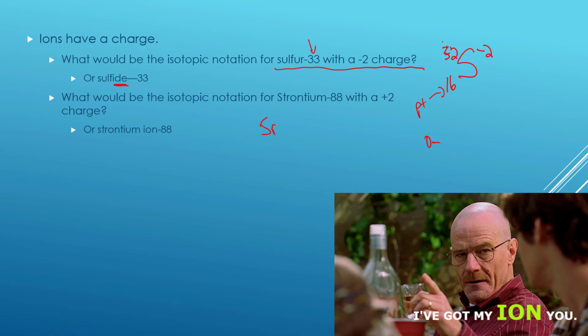What would be the isotopic notation for strontium-88 with a +2 charge? The strontium symbol is Sr. I look in the periodic table to find the bottom number. Strontium is in the 5th row, the second one over, so it's going to be 38. Strontium-88, that's the mass, so my top number is 88. It has a +2 charge.